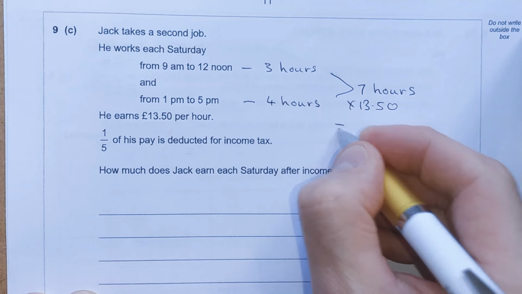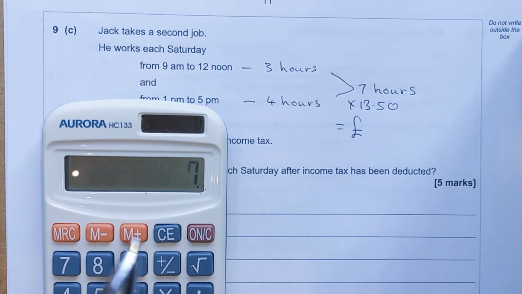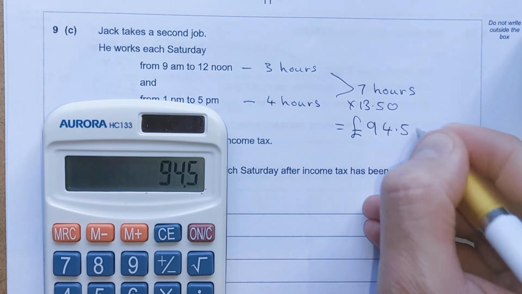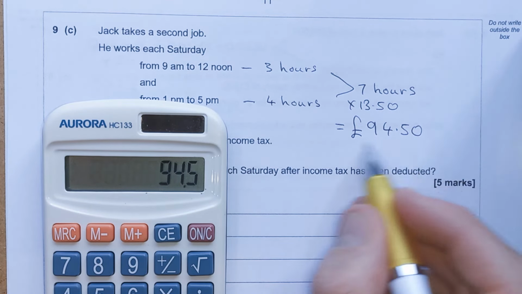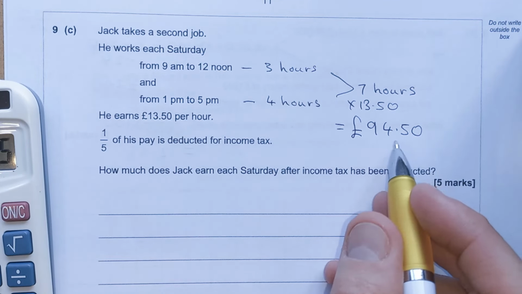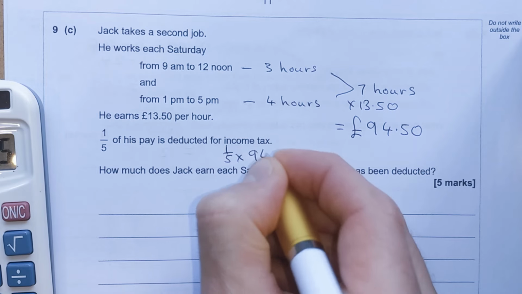And he earns £13.50 an hour. So 7 times £13.50 is £94.50. We need to put the 0 on because it's money, so that we've got pence. Now 1/5 is deducted for income tax. So 1/5 of 94.50.